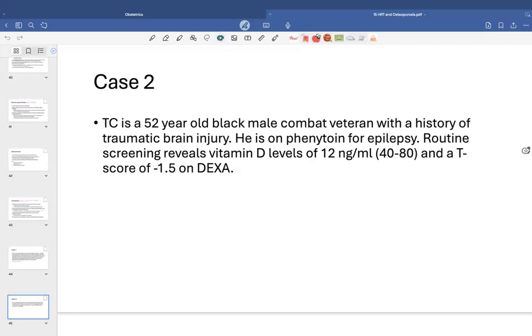So we have that as an issue. That -1.5 is borderline. So in this case, you may not necessarily be in a rush to start treatment for osteoporosis unless he's already had a fracture. But in this case, you will probably want to aggressively correct the low vitamin D through supplementation, as well as getting the calcium supplements as well.